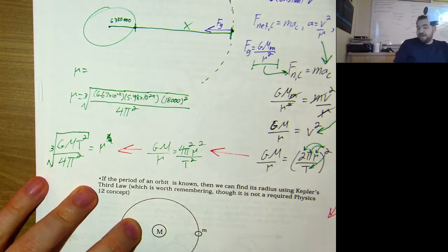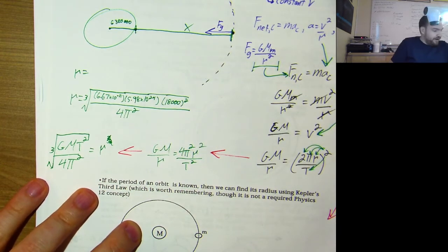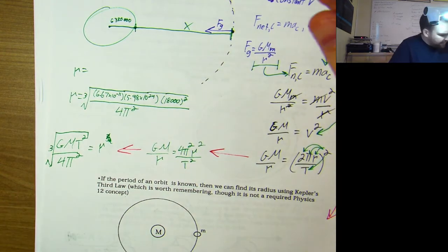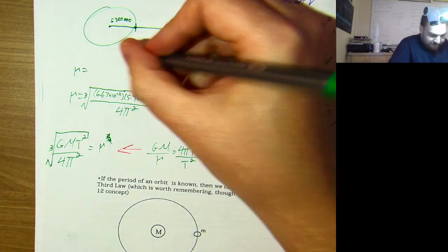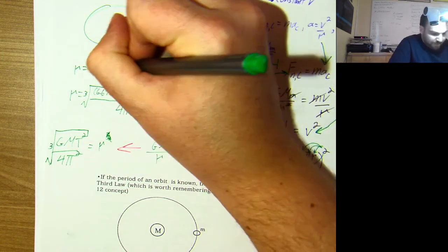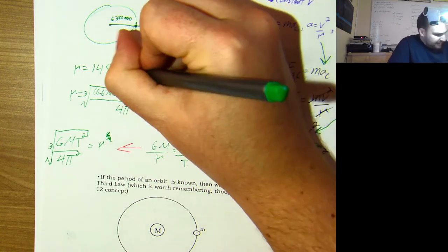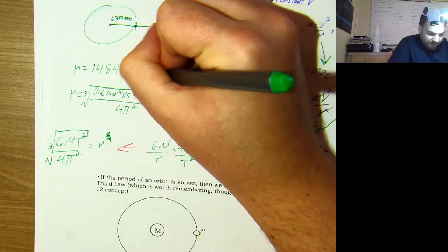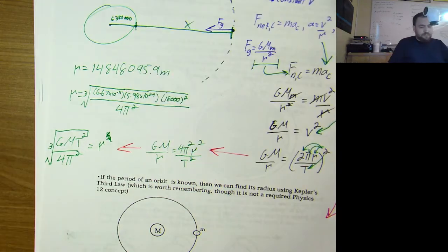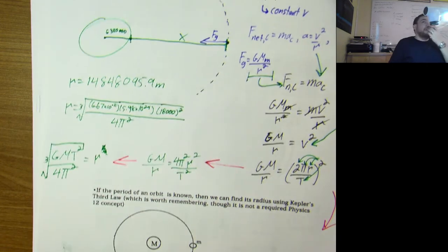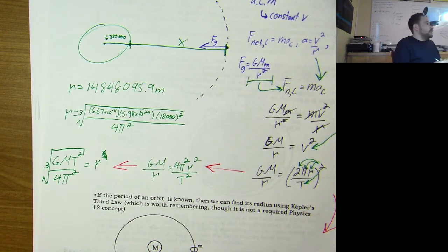I'll tell you what this value is. You can verify it for me if you want. But the value that I found was 14,848,095.9 meters. That is the distance from what to what? That is the distance from the satellite to the center of Earth.